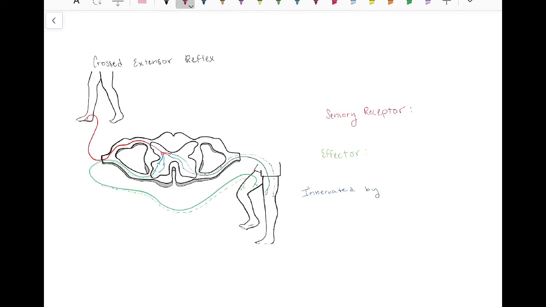It's hand in hand with the crossed extensor reflex because you have the contralateral response. So the other leg that didn't step on a nail will respond by stabilizing its leg, which allows you to lift off the first ipsilateral leg. So it's affecting the quadriceps muscle, innervated by the femoral nerve.